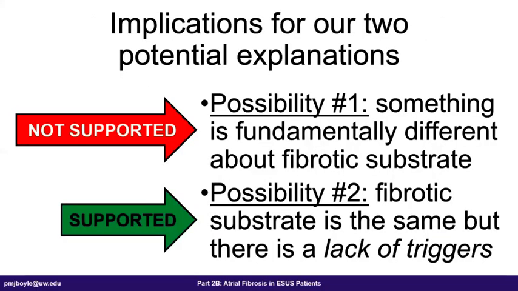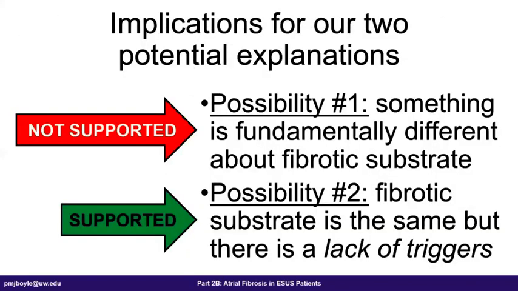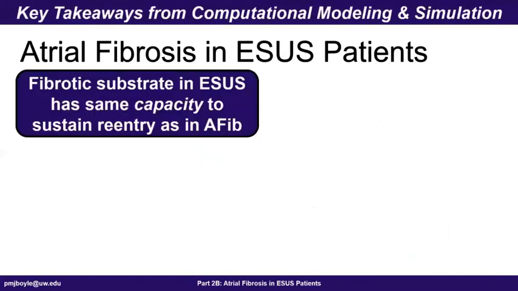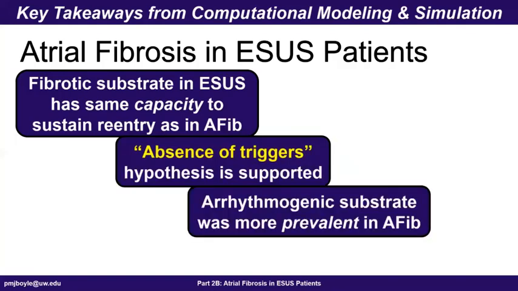And so the implication is that the first hypothesis is not supported. We don't think there is something fundamentally different, in our hands, from the standpoint of a computational modeler, about the fibrotic substrate in these ESUS patients. So this supports by default the hypothesis, I don't think we've proven this yet, that there's a lack of triggers in these ESUS patients, and that's why they're not having AFib. So I'll reiterate that point. The absence of triggers hypothesis is supported, although we did see a higher prevalence of arrhythmogenic fibrotic substrate in the AFibers, and we think that that's to be expected as well.